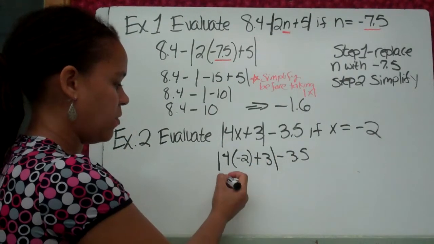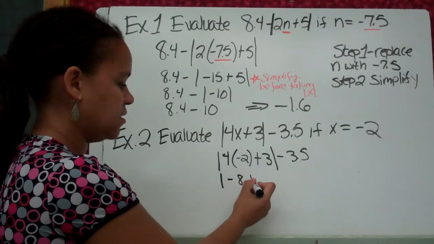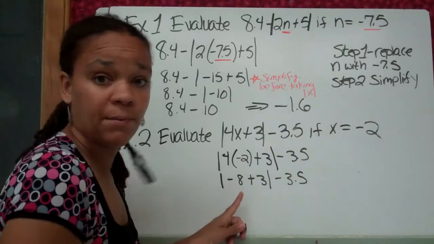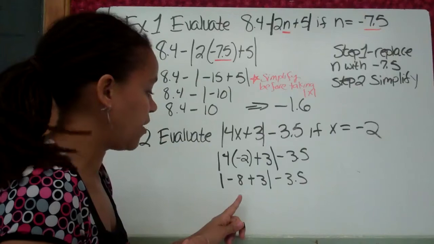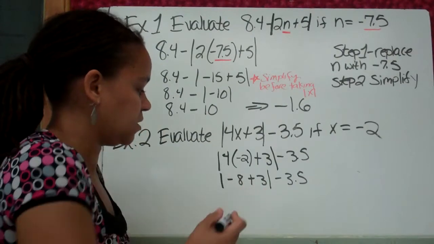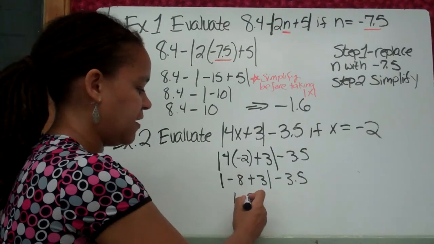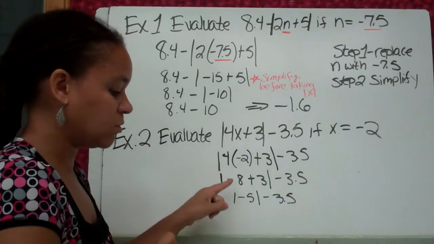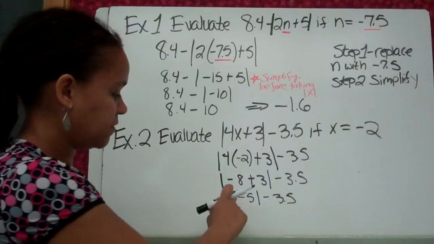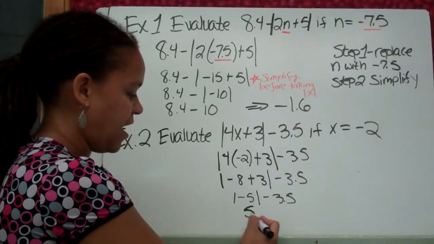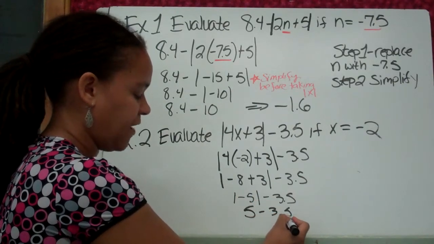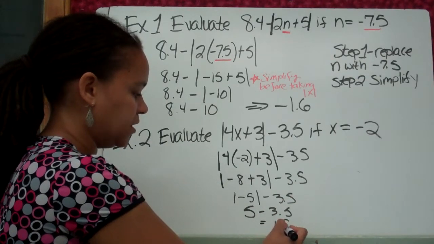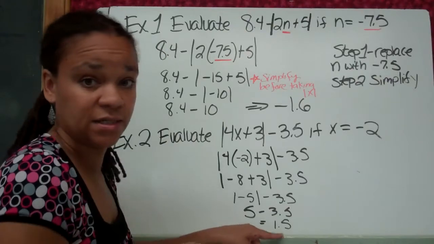If we simplify that, we have the absolute value of negative 8 plus 3, minus 3.5. And remember, simplify first before you take the absolute value. So negative 8 plus 3 is going to be the absolute value of negative 5, minus 3.5. Remember, don't take that early. And then the absolute value of negative 5, of course, is just 5, minus 3.5. So 5 minus 3.5 is equal to 1.5, and that would be your final answer, 1.5.